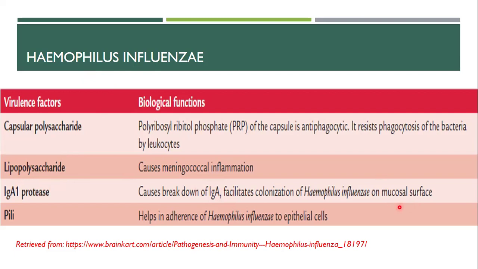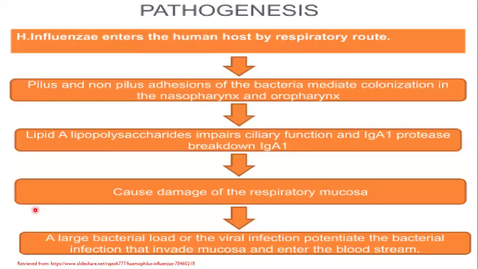Remember, your respiratory tract is lined by mucosal surfaces. Thus, Haemophilus causes easy infection in the mucosal surfaces because of the presence of these enzymes, causing breakdown of IgA, facilitating colonization, and helping its adherence to the mucosal surface epithelial cells is your pili. So the disease process caused by Haemophilus is very complex. Why complex? Because it involves a lot of coordinating function of those virulence factors I have mentioned, causing damage to the respiratory mucosa.